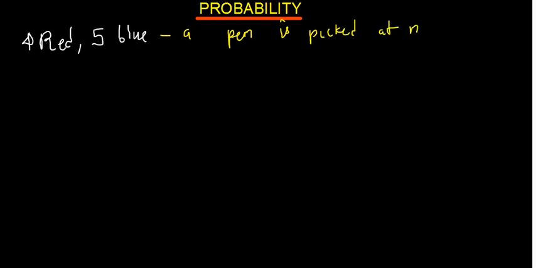Now, let's say we have got a bag. In this bag we have got, let's say, 4 red pens and then 5 blue pens. Okay, so what happens is that a pen is picked at random. Like you just pick a pen at random without choosing, I want to pick a red one. So a pen is picked at random, and not replaced. So another pen is picked.